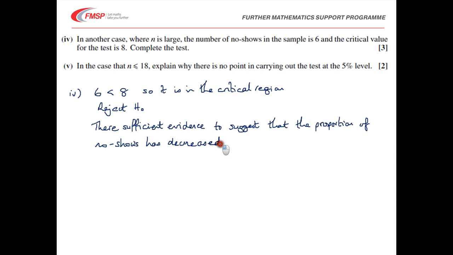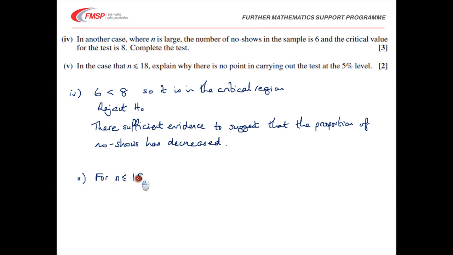So we can't be sure. Again, we could have got this result by natural variation, but the fact that it's in the critical region means that the likelihood of getting this result, if it hasn't changed, is under 5%, and that makes us think that, well, probably the proportion has reduced.